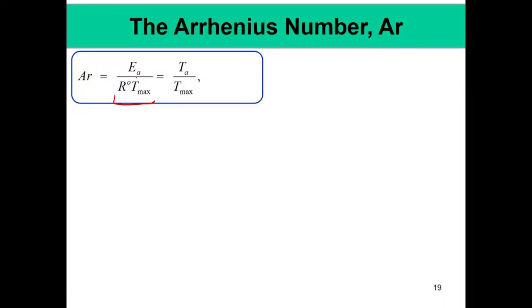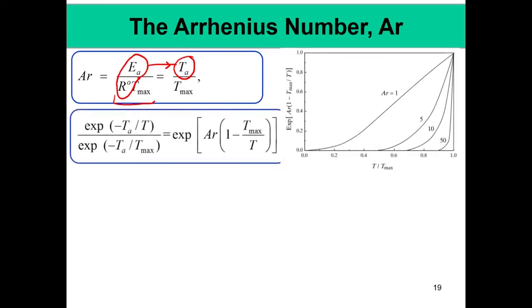Now, you can look into this function, that is e to the power of minus TA by T divided by e to the power of minus TA by T max. Now, you see this guy is a constant in a given reaction, and we can write this as e to the power of Arrhenius number times 1 minus T max by T. And if you plot this as a function of T max by T, this can be considered like a part of the reaction rate normalized by a constant.